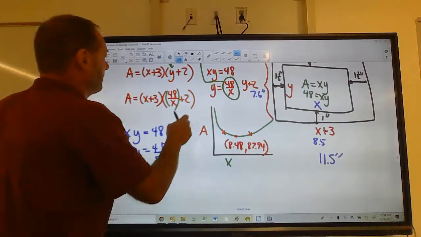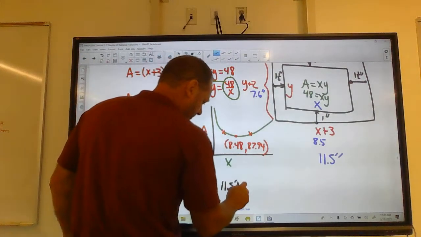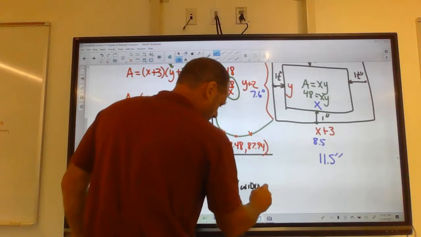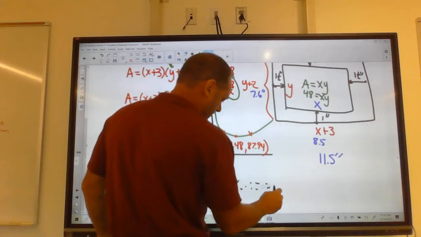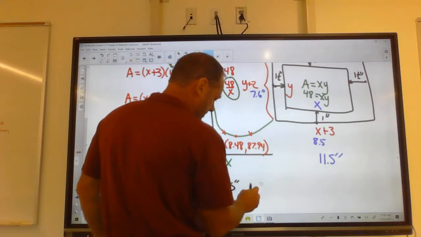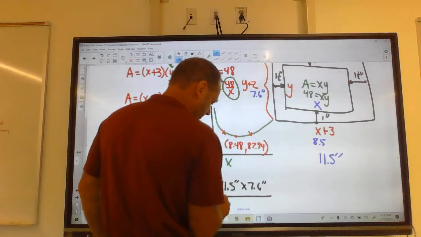Okay, so what is my paper going to be? My paper is going to be 11.5 inches wide. Well, it doesn't matter if it's wide or high because I can just turn it on its side. It's going to be 11.5 by 7.6 inches.